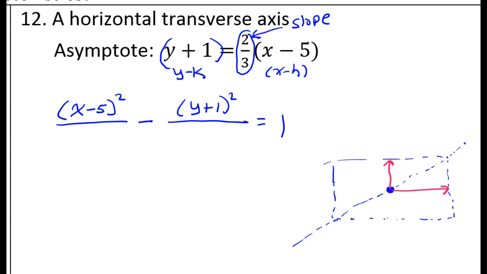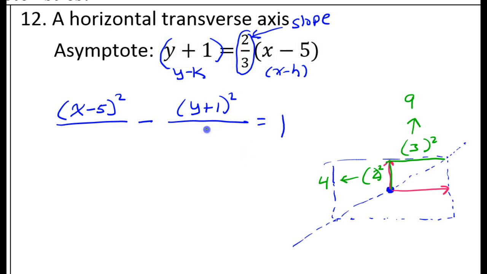We are told that the slope is 2/3. That means the rise is 2 and the run is 3. So these are like my a and my b. But in these positions, what we have is a squared and b squared. So if I square this, I'm going to get 9. If I square this, I'm going to get 4. So my denominators will be 9 and 4. I'm just squaring each of these.